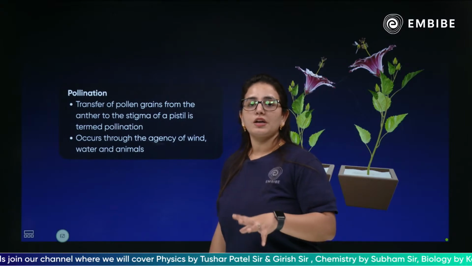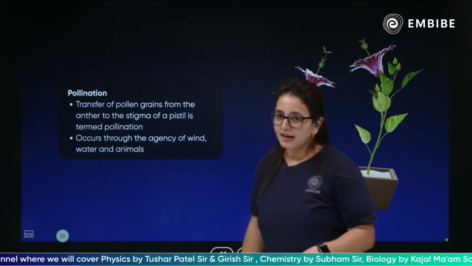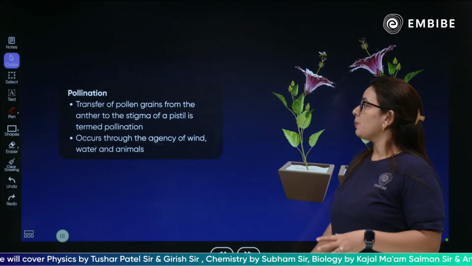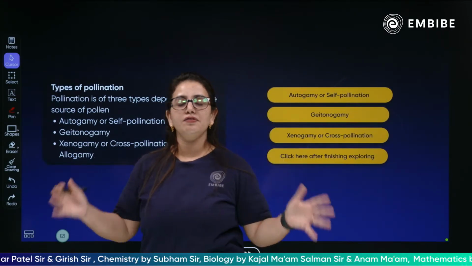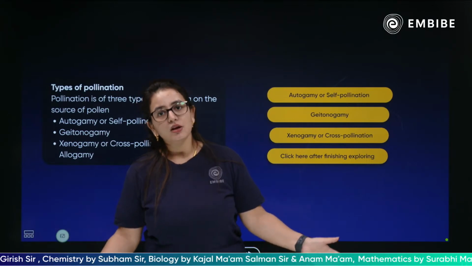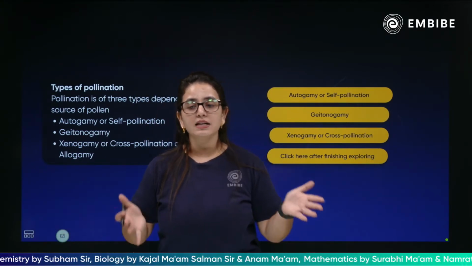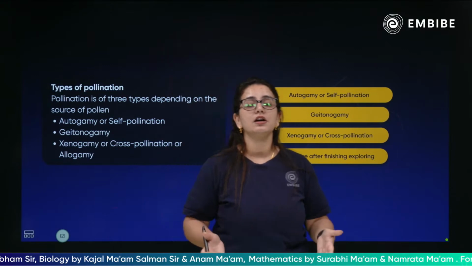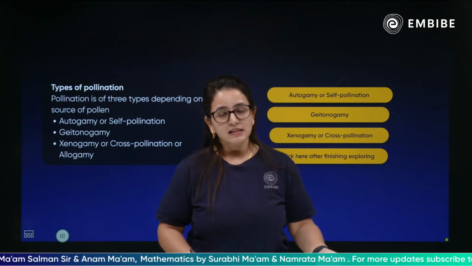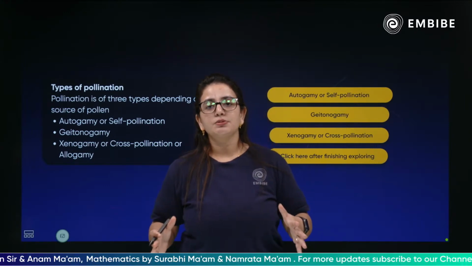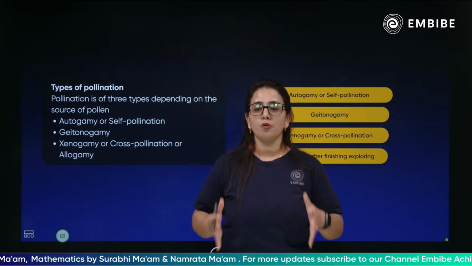Moving forward, talking more about the pollination events, we're talking about the types of pollination. There have to be different types of pollination existing in a plant. We can't stick to one. There are different methods to make the pollen reach the stigma. So children, there are different types depending on the source of pollen.